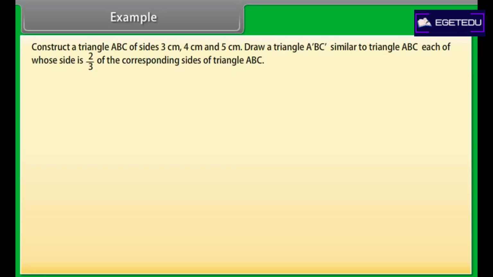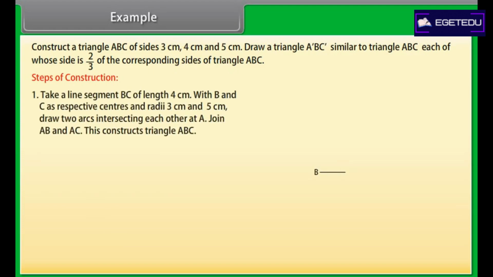We have two different situations for this construction. In the first situation, the triangle to be constructed is smaller, and in the second, the triangle is larger than the given triangle. We will solve some examples to understand this. Example. Construct a triangle ABC of sides 3 cm, 4 cm and 5 cm.